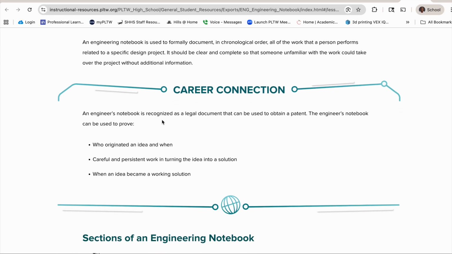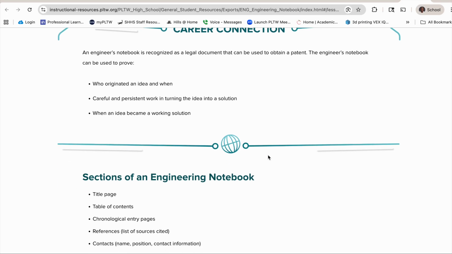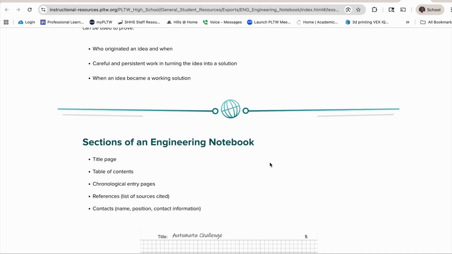Okay, an engineering notebook is recognized as a legal document that can be used to obtain a patent. The engineering notebook can be used to prove who originated the work and when they did that. It shows carefully and persistently work turning an idea into a solution. A patent means you have the rights to your creative ideas. So if you came up with something totally new and you wanted to get a patent on that, your notebook could prove that. How do we know that? Well, we have certain sections of the notebook.